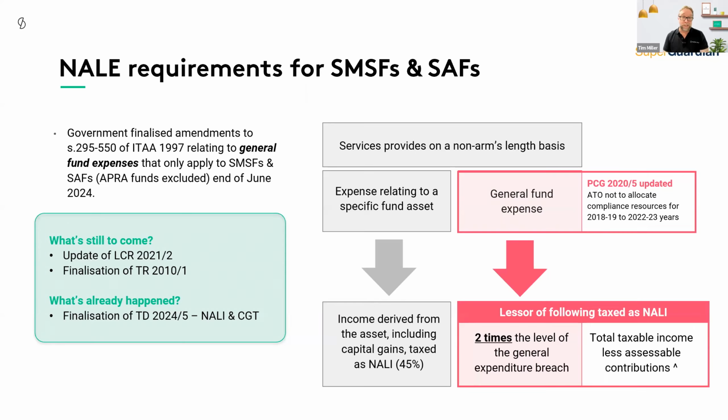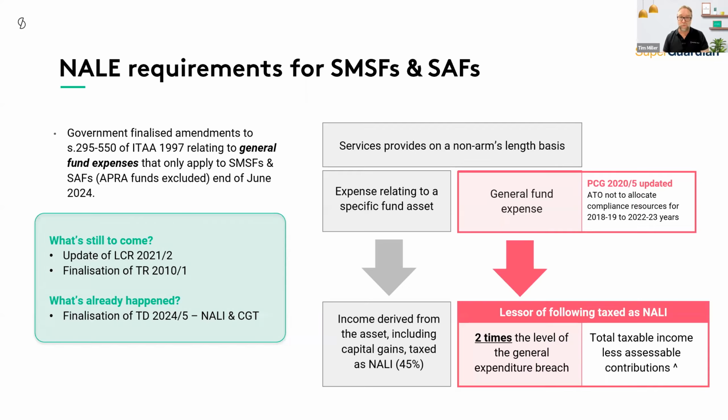So I guess in 2 weeks' time, we can have a look and work out whether there is much difference. But I've based the presentation on the expectation that the ruling is largely unchanged from what we've seen in draft format there. But where we are now is, as I said, that expenses relating to specific fund assets, the income derived from that asset, including capital gains, is taxed as non-arm's length income.